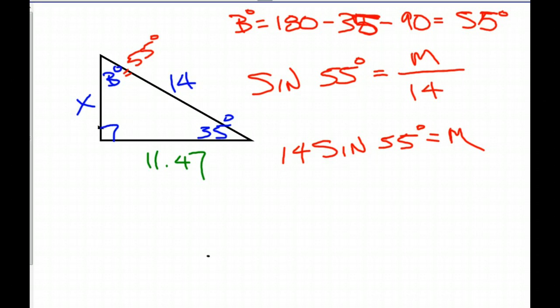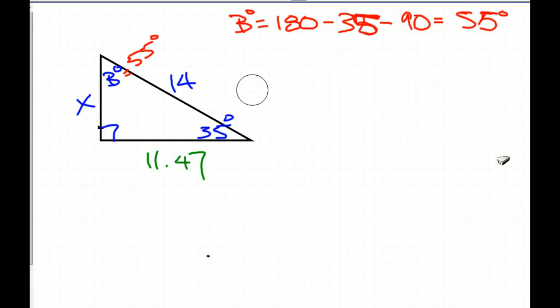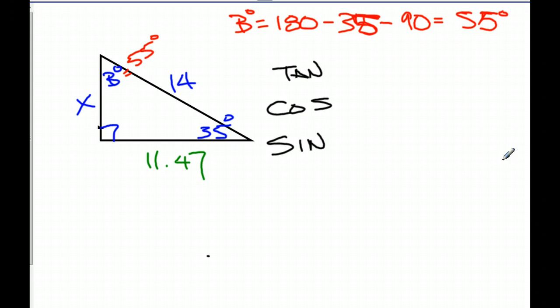All right. You can figure out the other side using Pythagorean: x squared plus 11.47 squared equals 14 squared. Or you can also use another trig function. What other trig function would you use? Could I use tangent, cosine, or sine? Which one of those three can I use? Let's use Pythagorean.